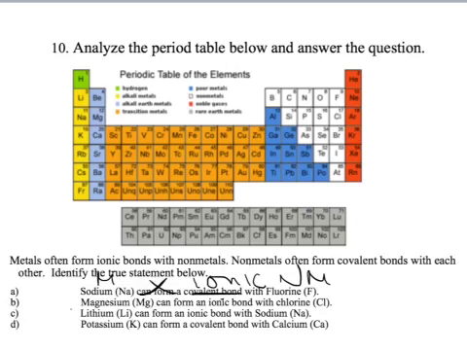That's true, because this is a metal, and that's a nonmetal. Lithium can form an ionic bond with sodium. That's wrong, because they're both metals. That would be a metallic bond, and those two wouldn't even bond together. Potassium can form a covalent bond with calcium. Potassium's a metal. Calcium is a metal. They're not going to bond. That would be metallic bonding. So the correct answer is B. Why is that correct? Because magnesium is a metal, and we're asking it to form an ionic bond, donate electrons to chlorine, which is a nonmetal.